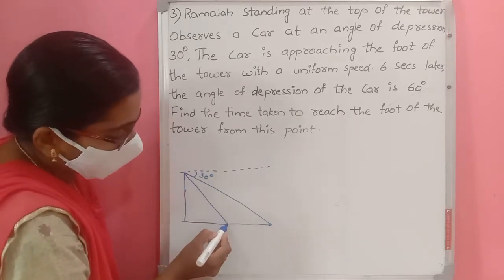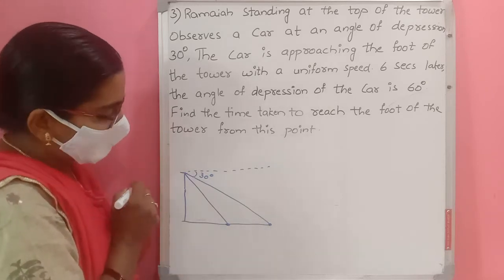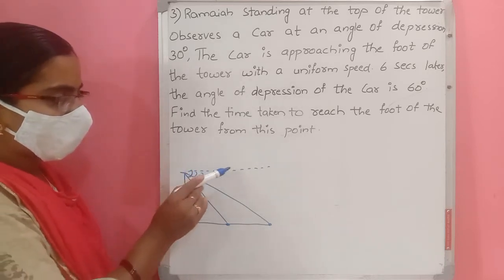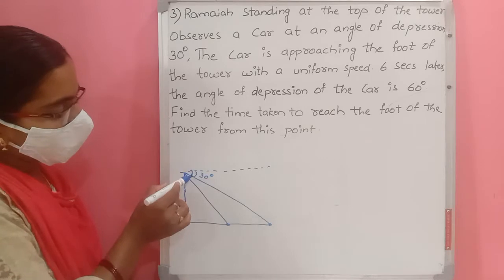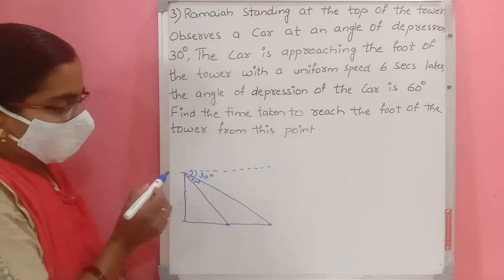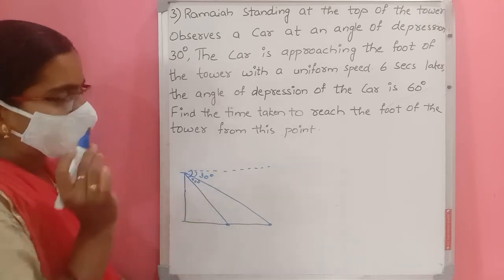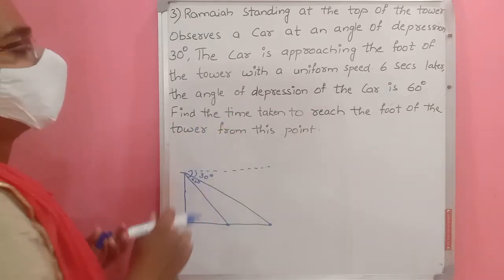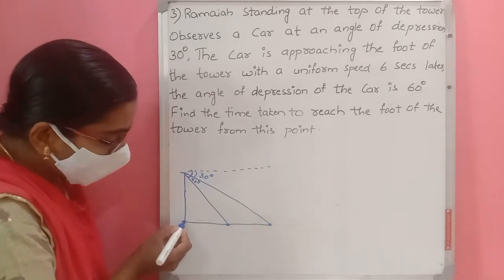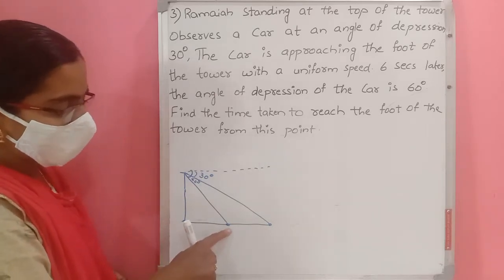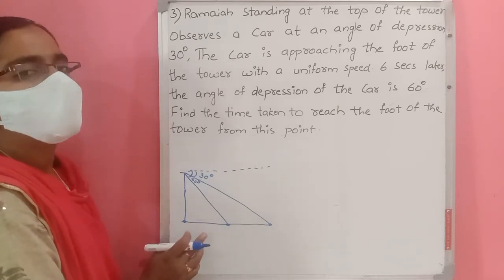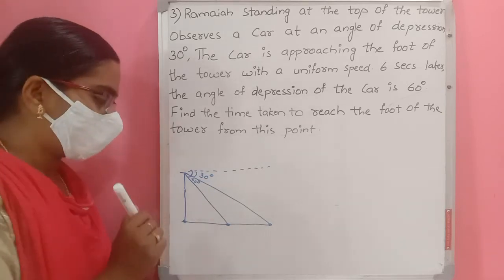So, for example, the car moved from this point to this point. Angle of depression means this total angle. From his eye, we have to draw a line which is parallel to the ground, and this total angle is 60 degrees. Not this part, this total, from this dotted line to this line. Then find the time taken to reach the foot of the tower from this point. So to travel from here to here, what is the time taken? That we have to find out.